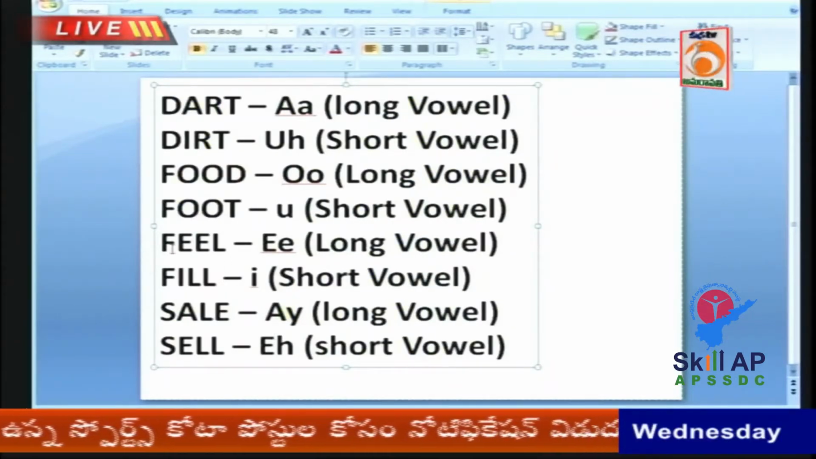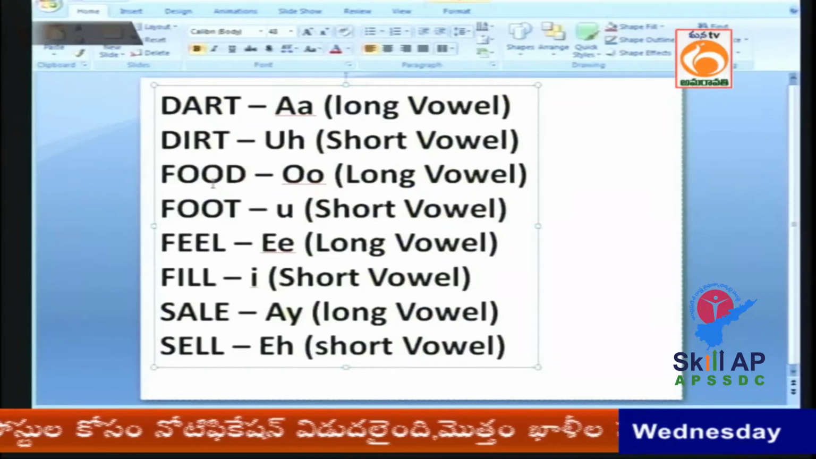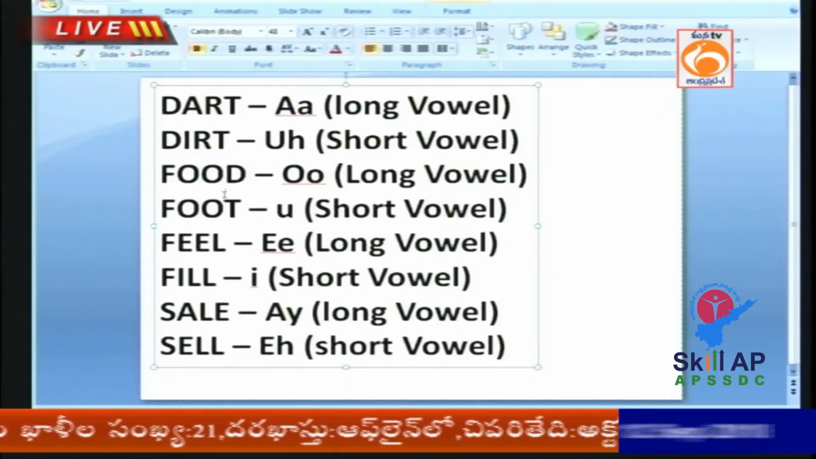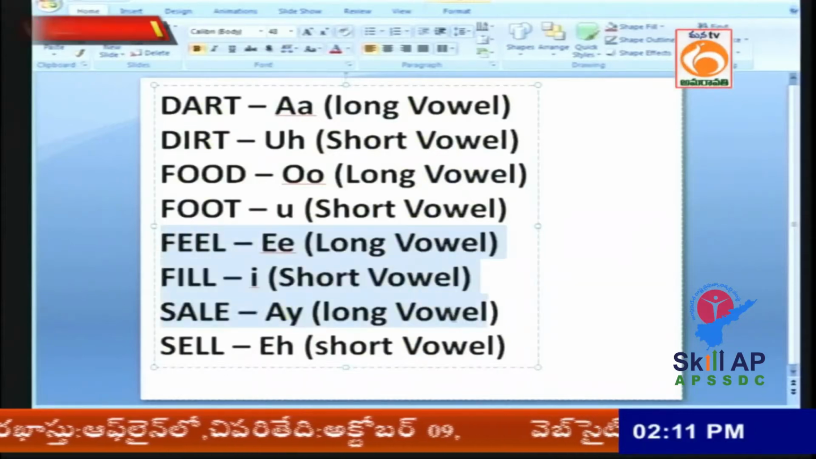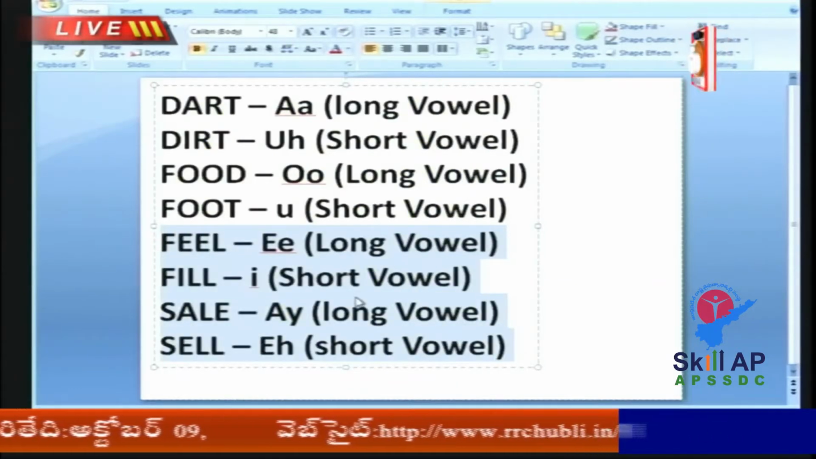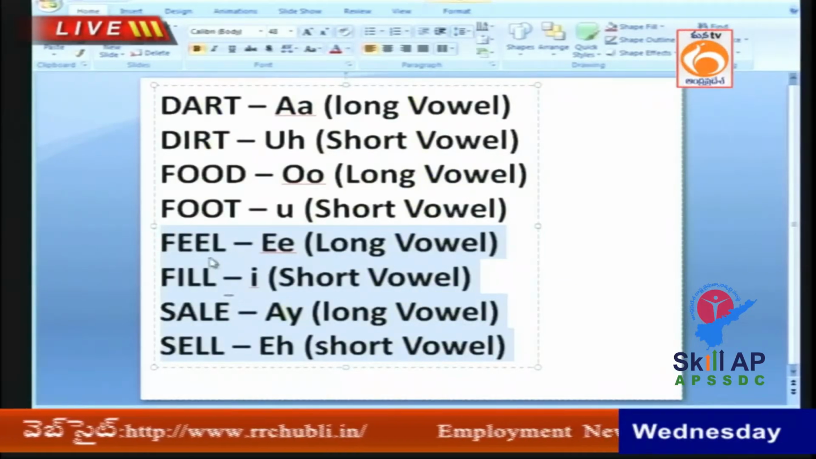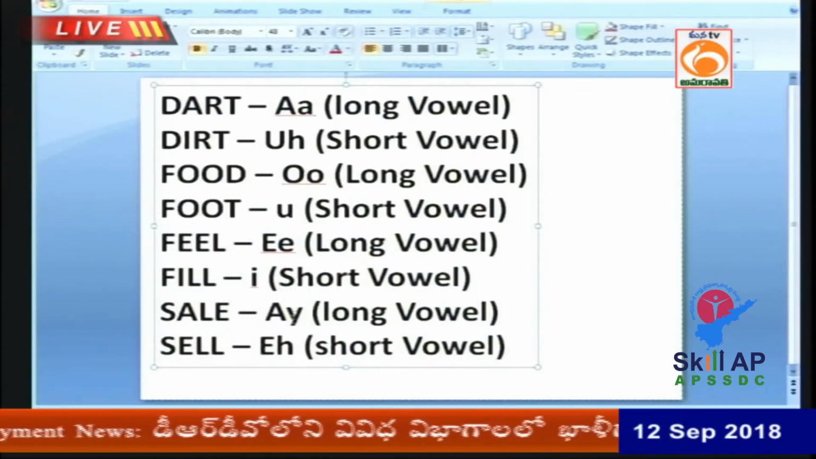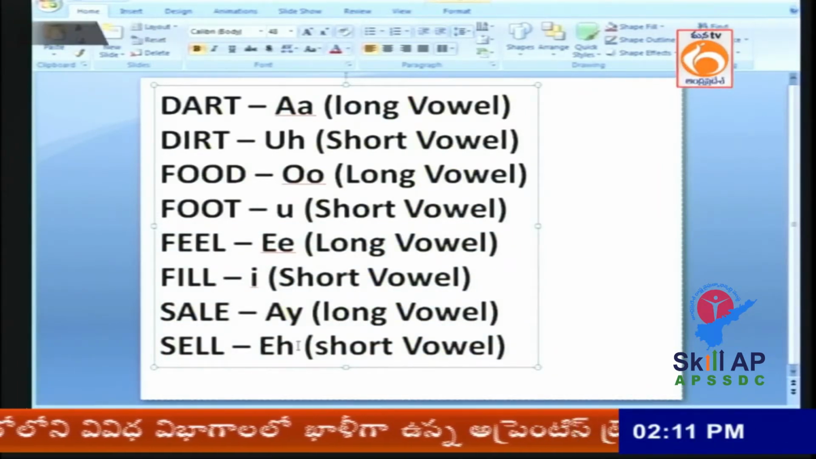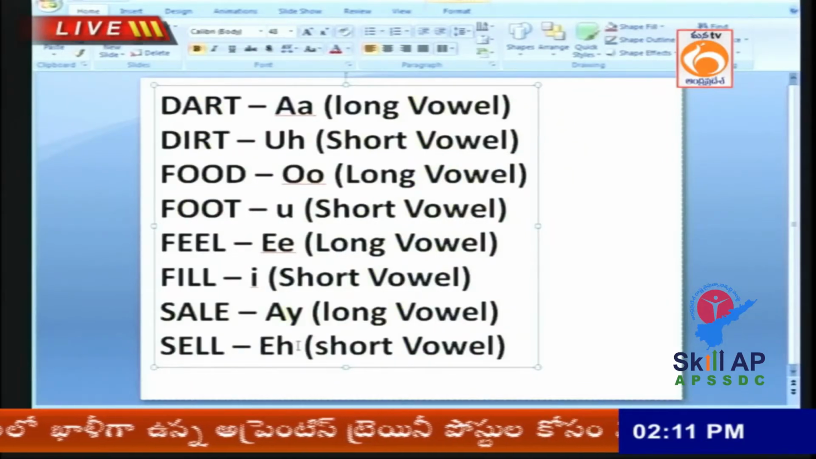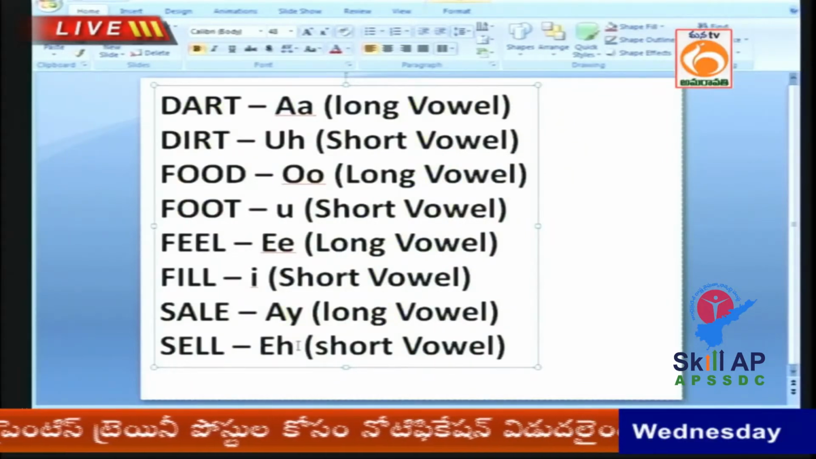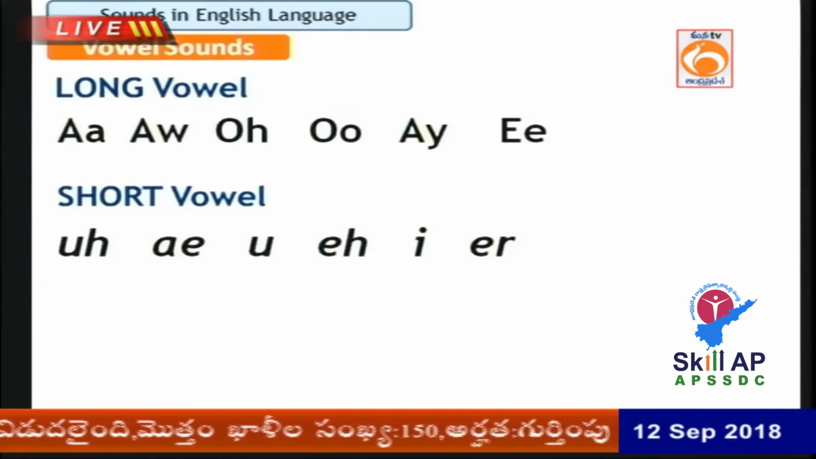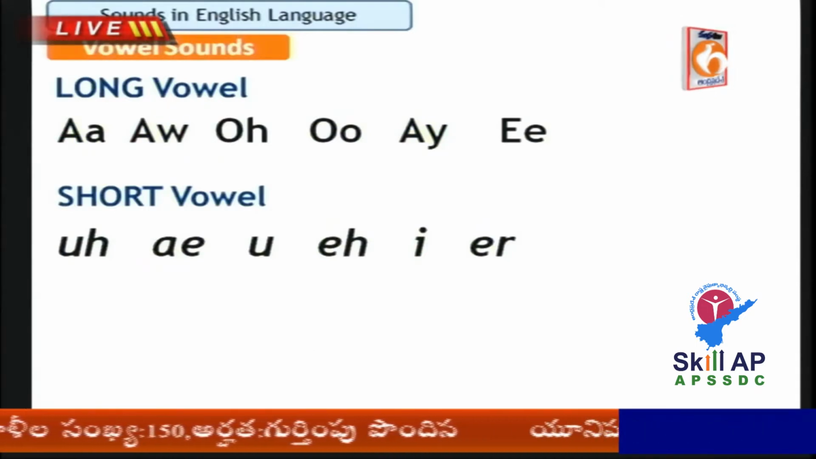This is feel, this is fill. This is food, this is foot. Now since these are completely different words, it's fine. But these are pretty much the same word in terms of consonant sound. When you shift the vowel sound, what happens is the meaning of the word changes, and that's why you have to be very careful. All right. So the short vowels. I'll give you an example for each sound.